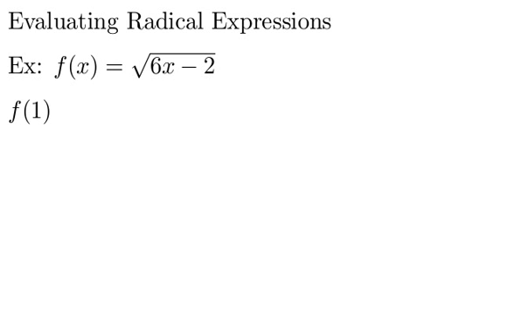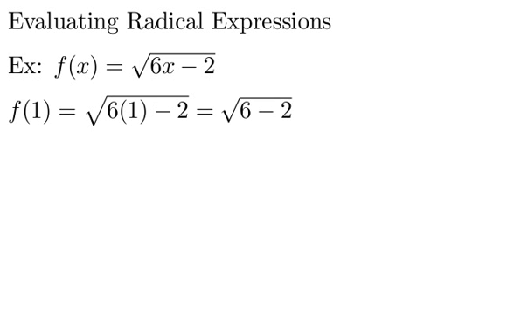Okay, all I did was I put 1 in for x, so we have 6 times 1 minus 2, and that's going to be equal to the square root of 6 times 1, which is just 6, so it's going to be square root of 6 minus 2. That's going to be equal to square root of 4, and the square root of 4 is just 2. So in this case, f of 1 turned out to be kind of a nice number.